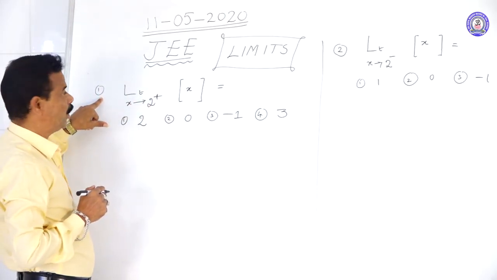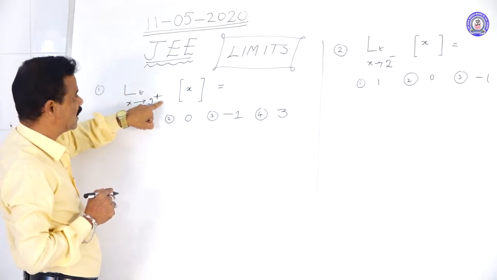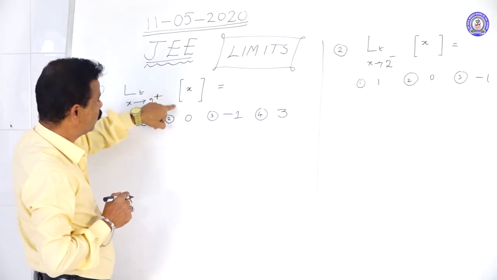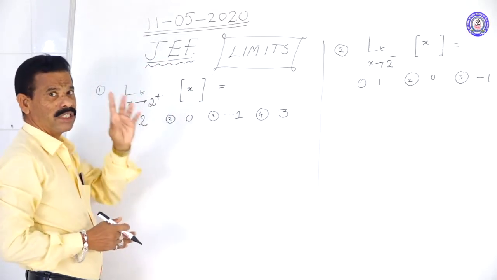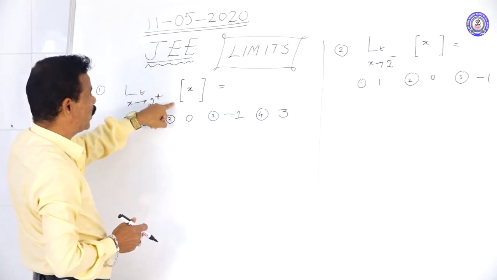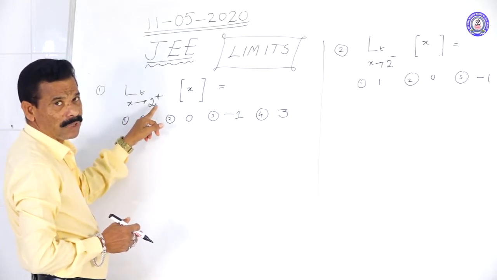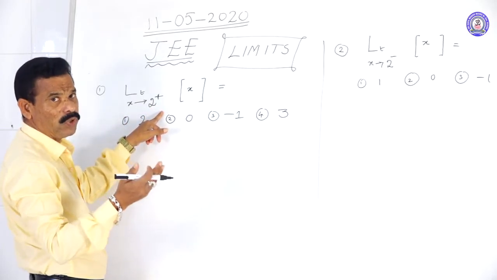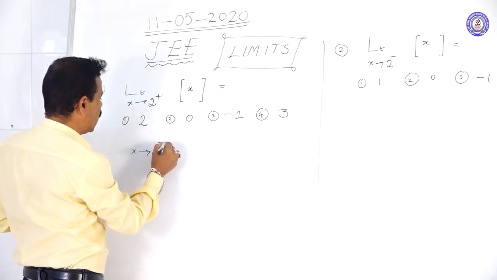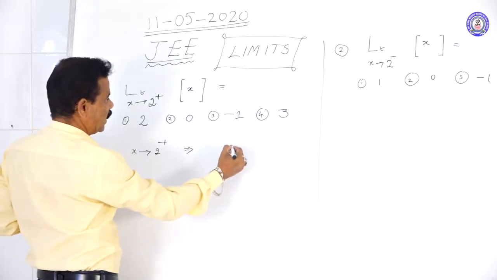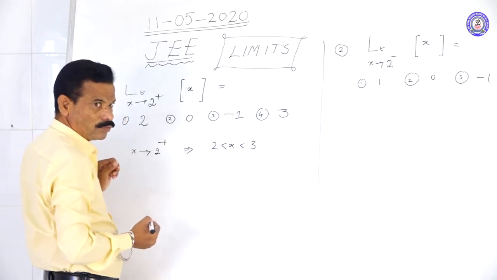In the limits today, number one question: limit x tends to 2 plus of the set function, the bracket of x. This is totally called the set function, denoted by bracket x. Here x tends to 2 plus, meaning values about 2. That means x lies between 2 and 3, just above 2.